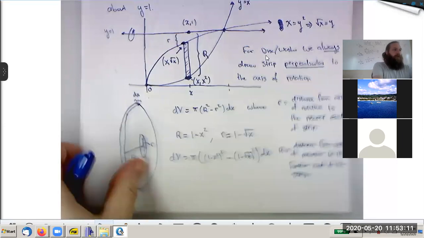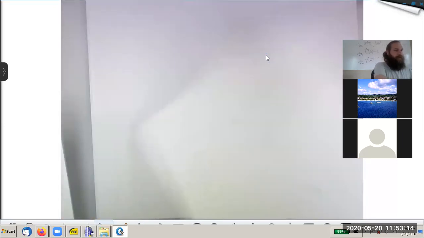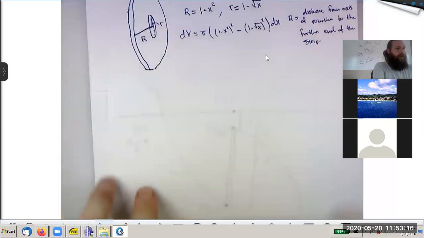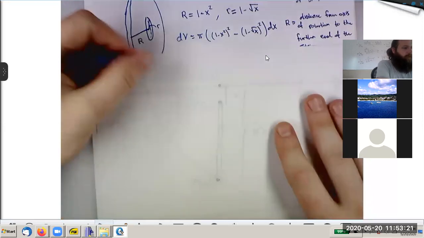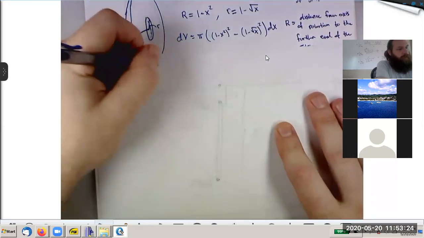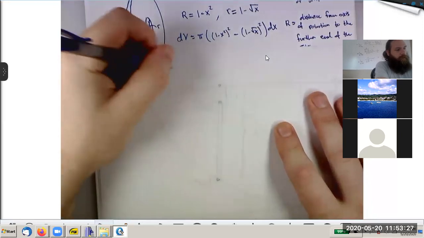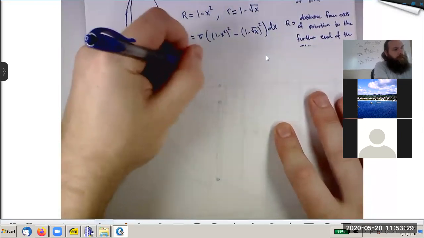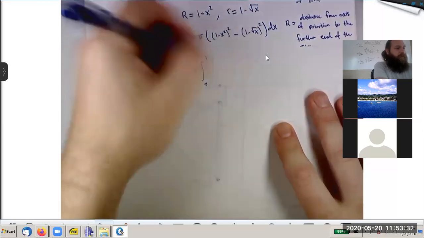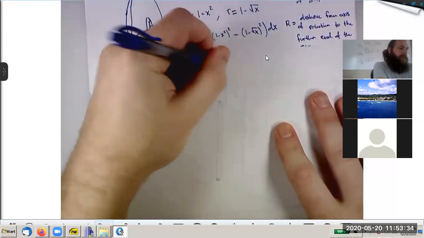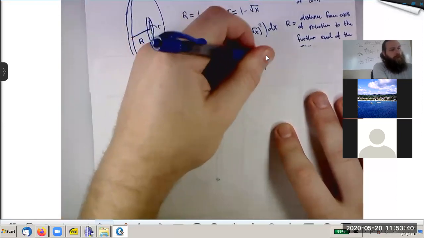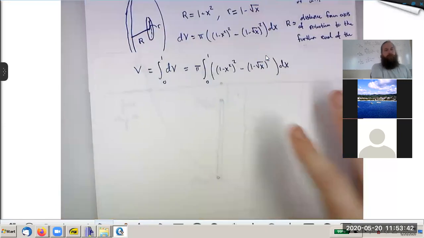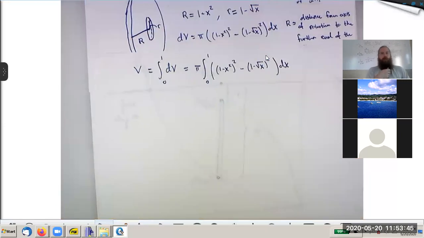Okay, so then I will go ahead with the integration step. Since dV is equal to that, V is equal to the integral from x equals 0 to x equals 1 of dV, which is pi. I can pop out the pi, times the integral from 0 to 1 of (1 minus x squared) squared minus (1 minus root x) squared dx. Now there's quite a bit of algebra that needs to be done here.